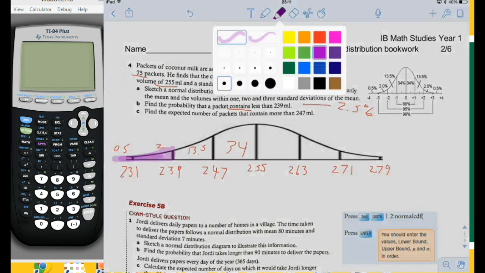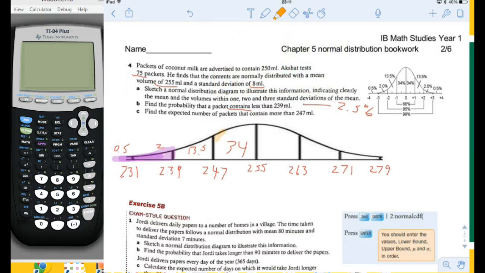Find the expected number of packets that contain more than 247. Okay, so this is kind of a new kind of problem. Expected number. We haven't done that before. So the first thing we're going to do is figure out the percentage that contains more than 247. And you could add up all these numbers, but remember, half of the normal distribution diagram is already 50%. So you know it's 50% plus 34%. The total is 84%.